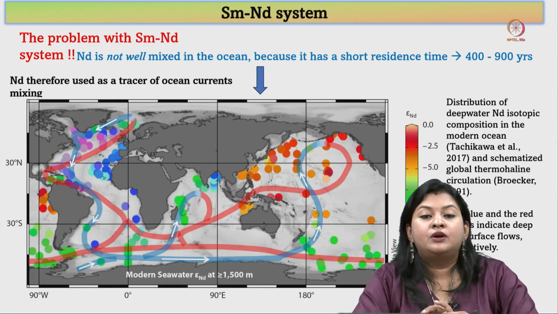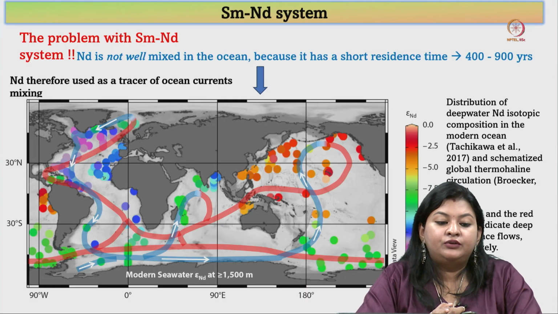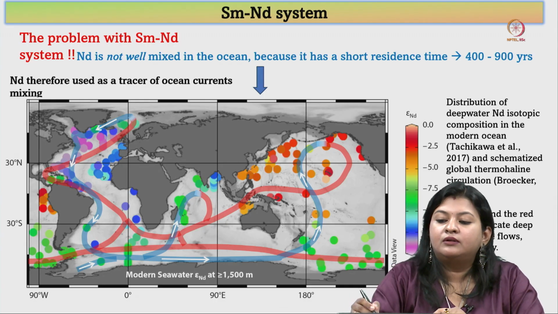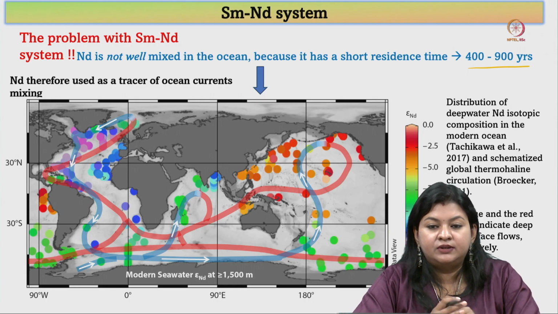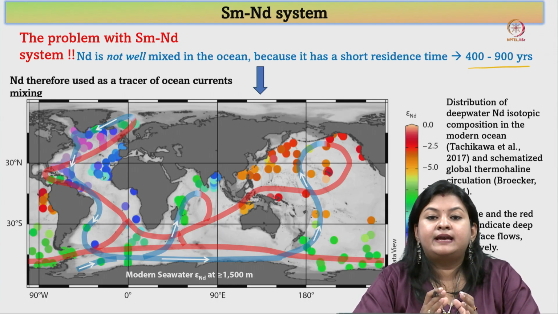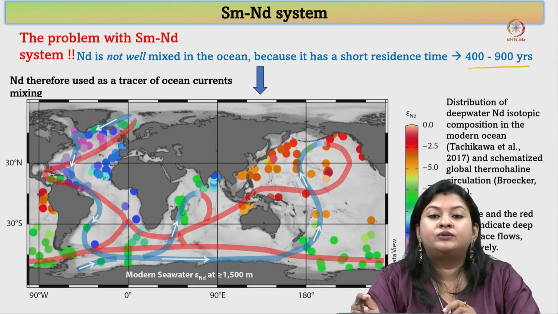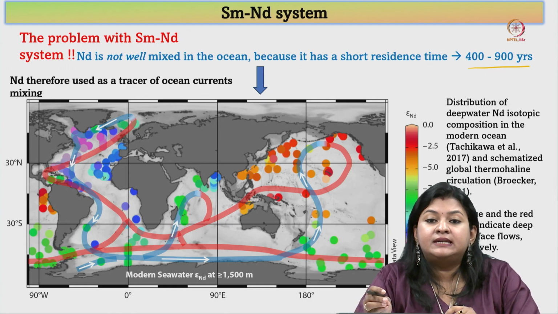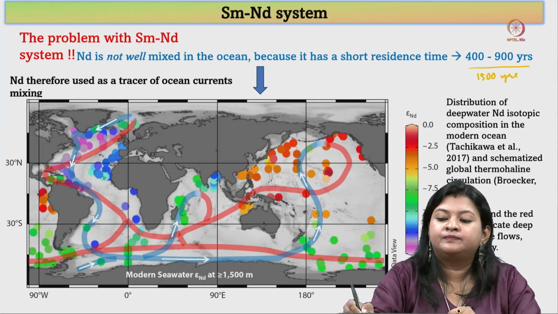Now, how do we use neodymium isotopes? The residence time of neodymium in the ocean is around 400 to 900 years. What does that mean? It means it is less than the residence time of water in the ocean, which has an average of 1500 years.